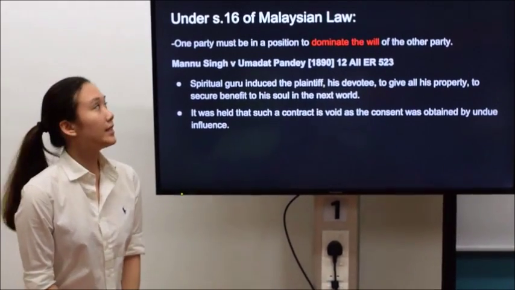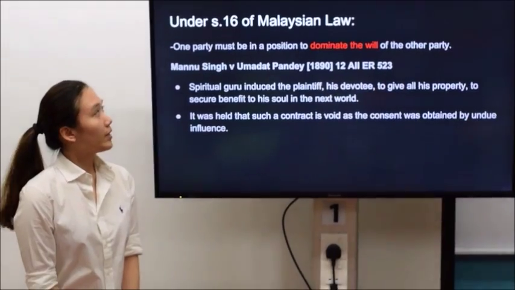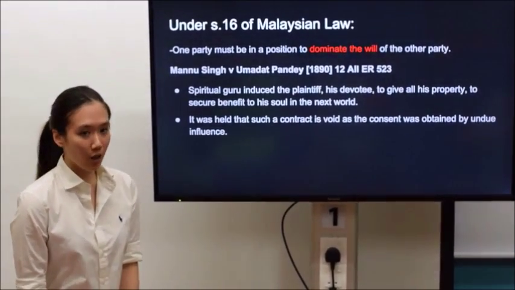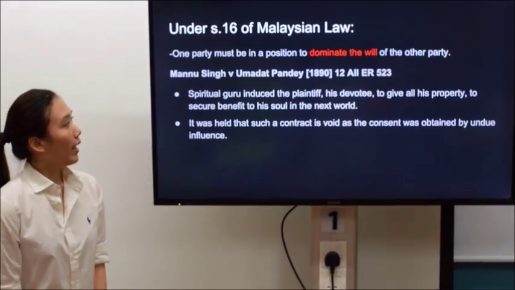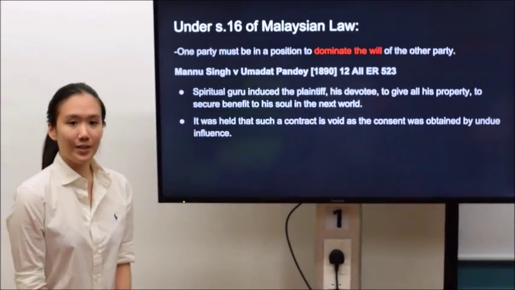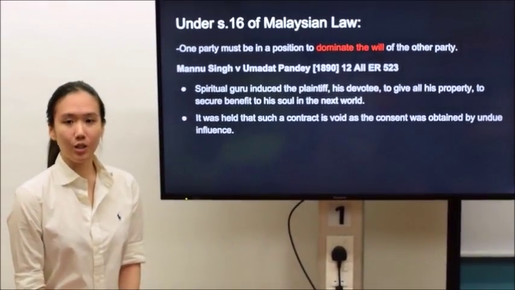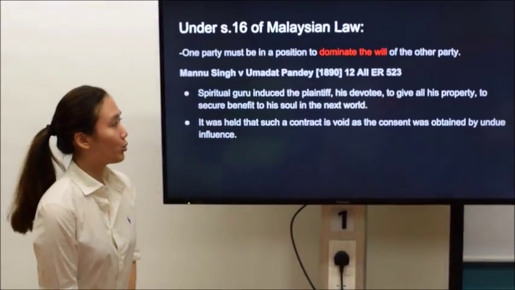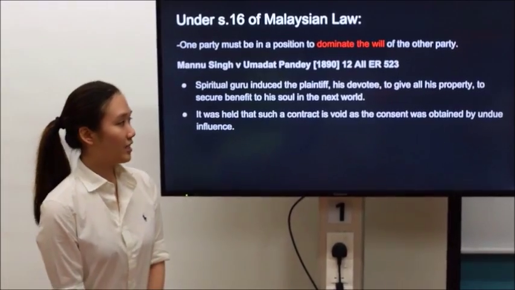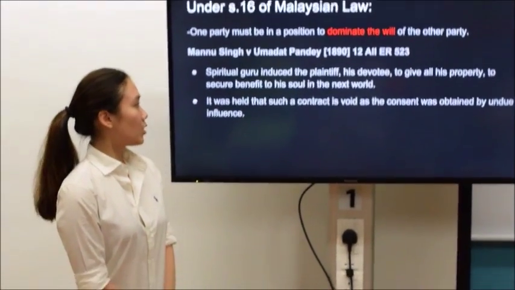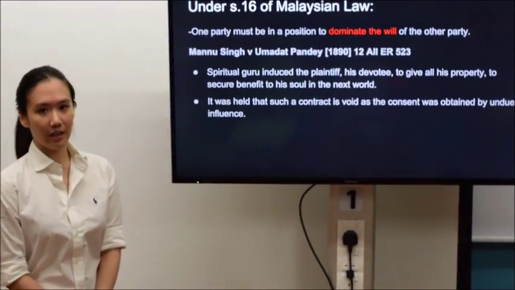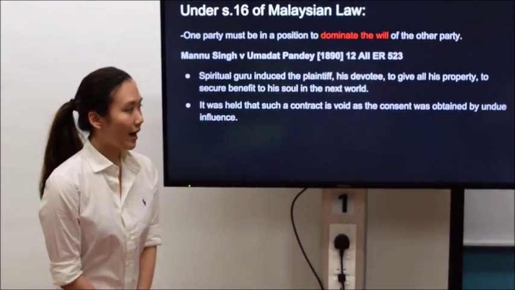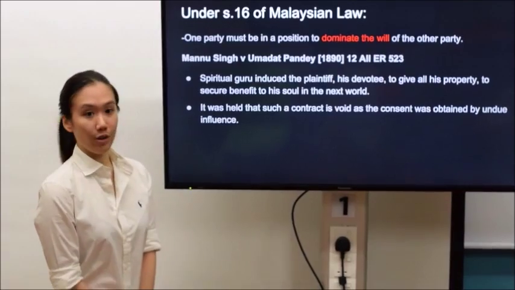One of the requirements under Section 16 of Malaysian law is that one party must be in a position to dominate the will of the other party. Although the case of Manu Singh against Muhammad Pandit is similar to Alcott against Skinner, it can be distinguished, as the spiritual guru induced the plaintiff, his devotee, to give all his property to secure benefit to his soul in the next world. It was held by the court that such a contract is void as the consent was obtained by undue influence.